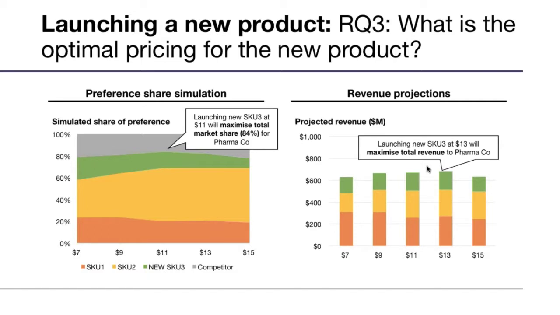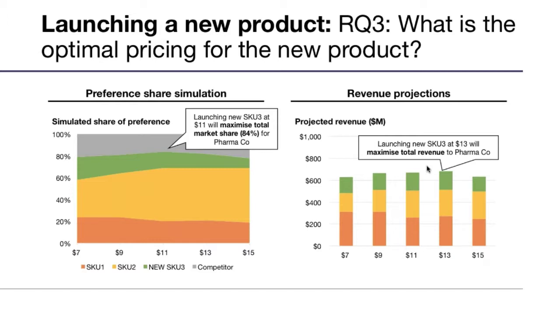And the 3rd research question we had was about optimal price point. Now, there are different ways to decide what an optimal price point is. It could be something that maximizes your share, or it could be something that maximizes your revenue or your profits, and so on and so forth. On the left-hand side, you see preference share simulation. Just like on the previous slide, we simulate different scenarios. So the scenarios here are about the price point at which we launch the new SKU3. And what you see is that price point of $11 will maximize total market share for the company.